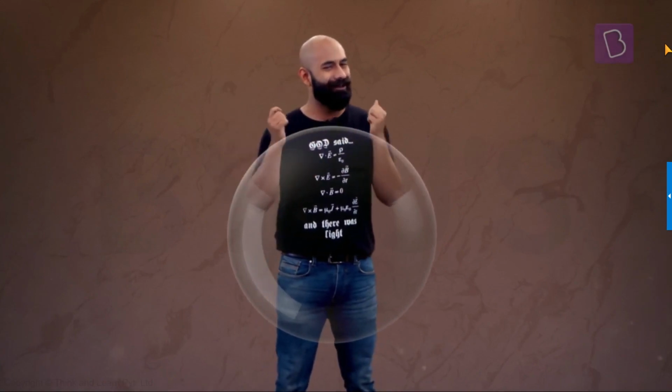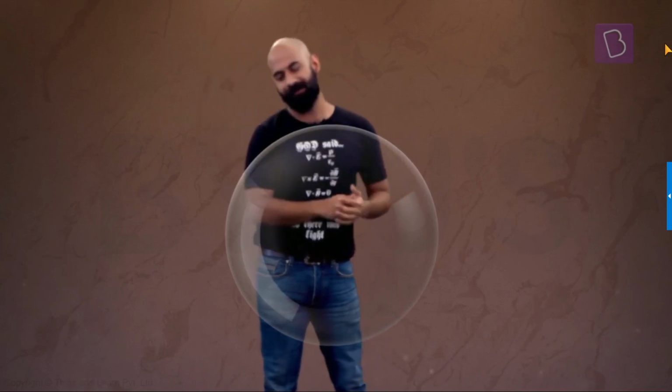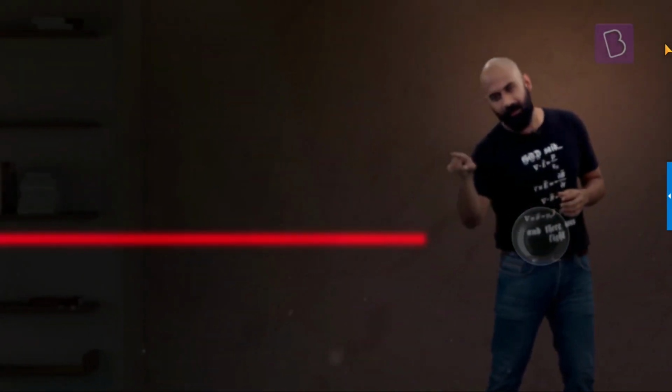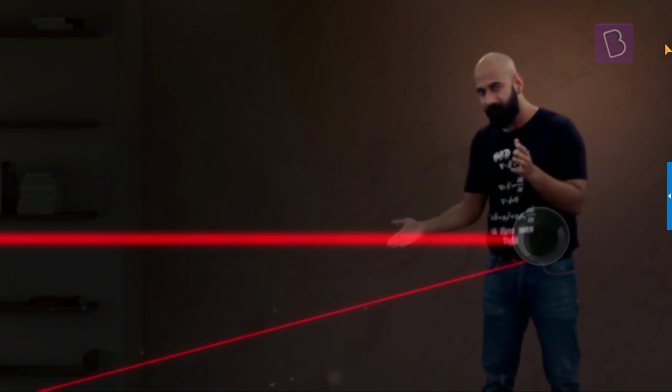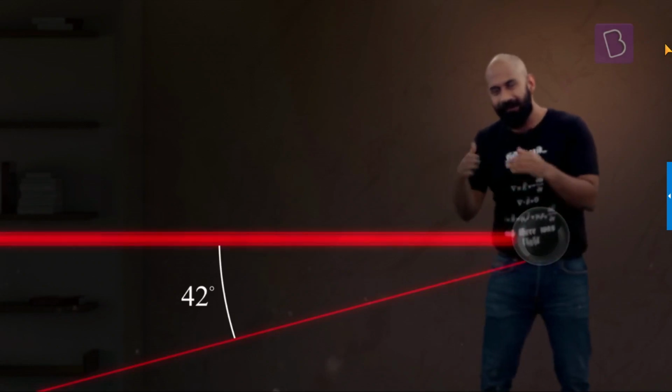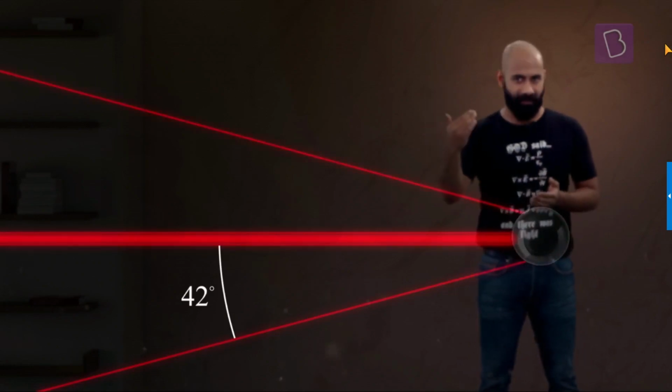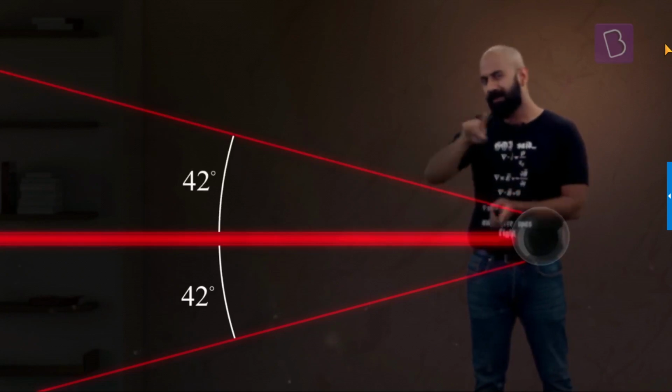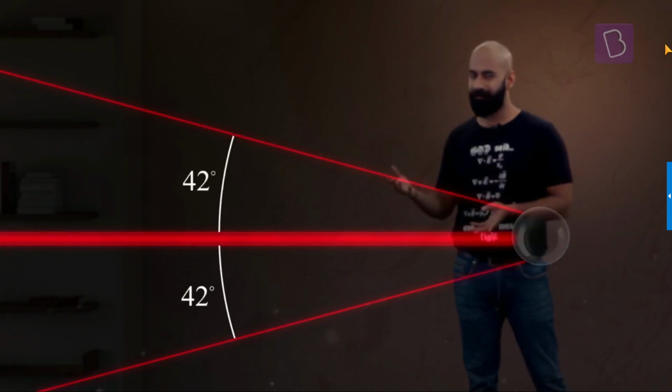Now comes the beauty of the sphere, because the sphere is symmetric in all directions. What I mean is, if instead of having a single ray of red light at some random angle like this, let's say I had it coming in horizontally like this, then the emergent ray will come out at an angle of 42 degrees. This we know. But then it will symmetrically come out above as well, right? There'll be another ray that comes out at an angle of 42 degrees.